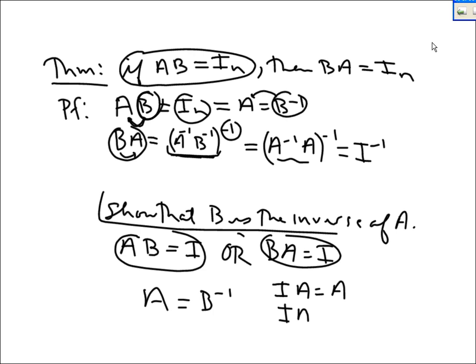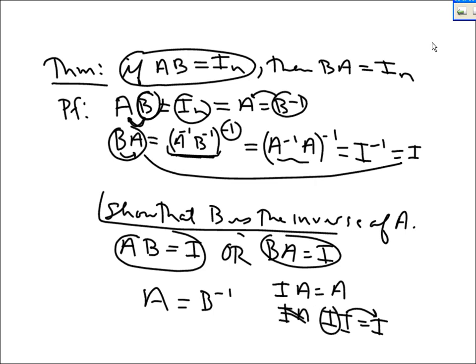Well then, think of this I as identity. I times that matrix will give me back that matrix, the identity. This is the identity. So we showed that BA is the identity, if AB is. If AB is the identity, then BA is.